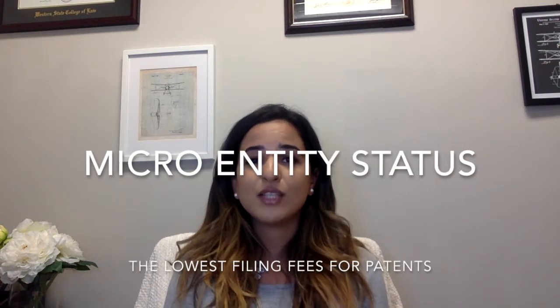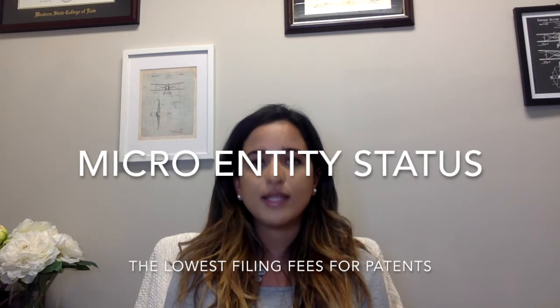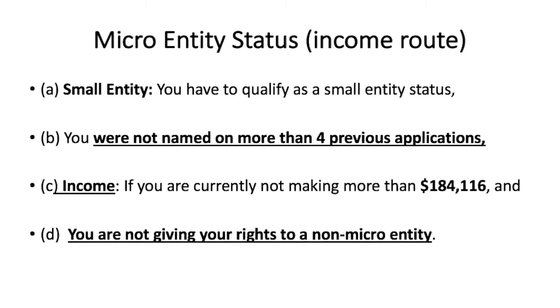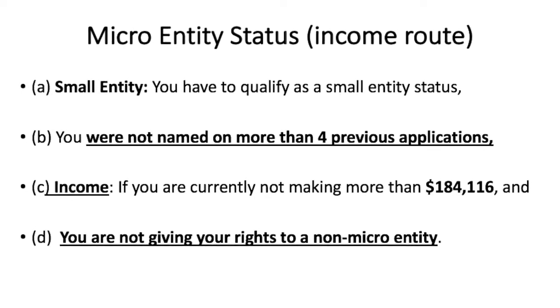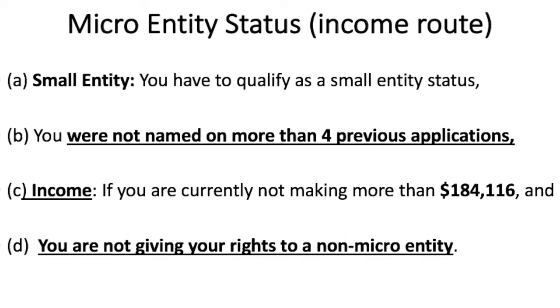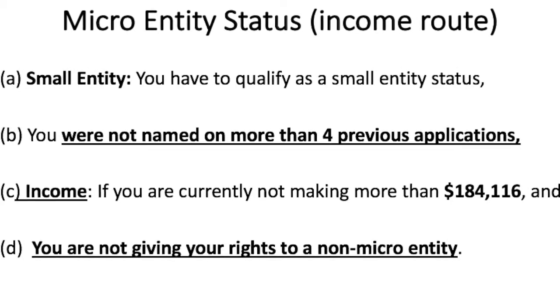So the second one, and this is the lowest one, is the micro entity status. And how do you qualify for micro entity status? First of all, you need to be a small entity, so everything that we just discussed: less than 500 employees, an actual inventor filing on behalf of themselves, or a nonprofit organization.